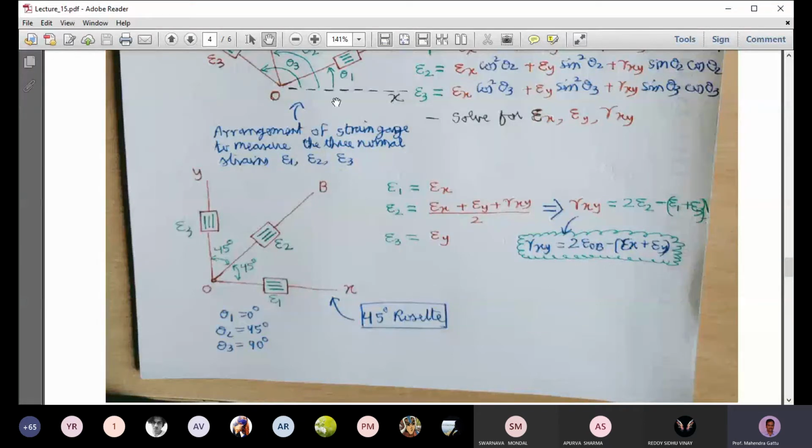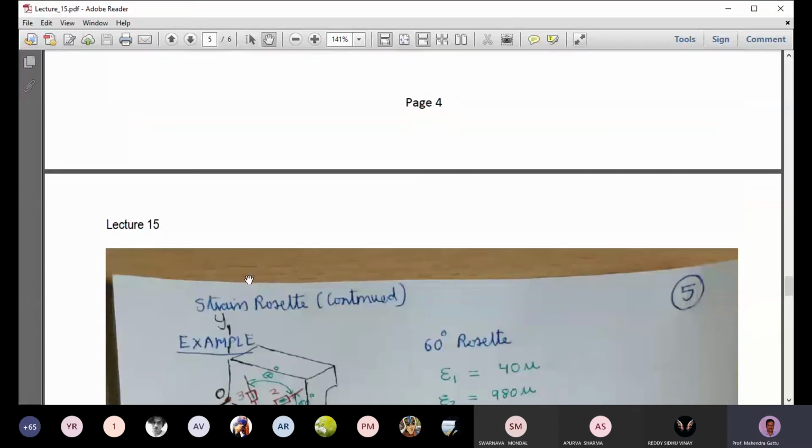We can have theta values which are separated by 60 degrees. So what will happen there?